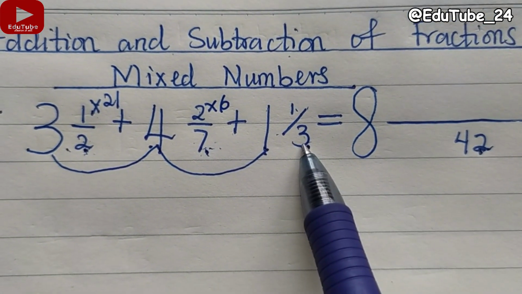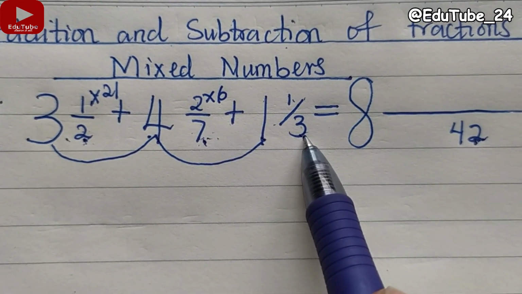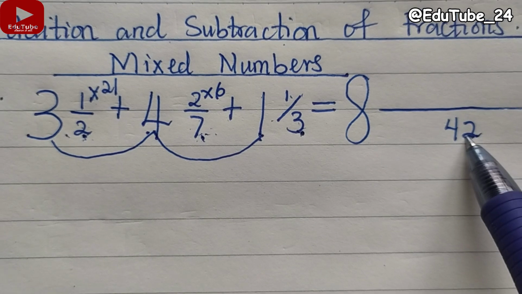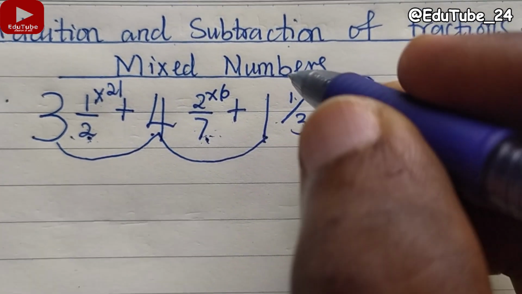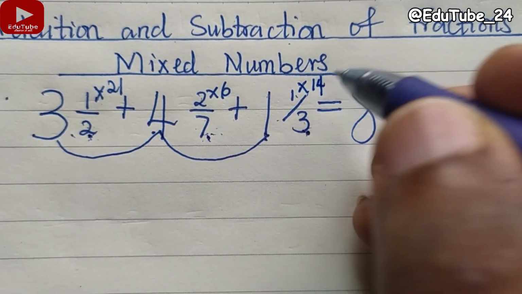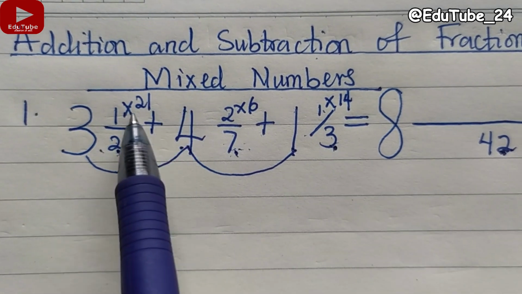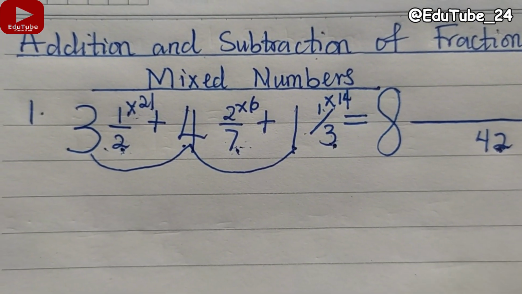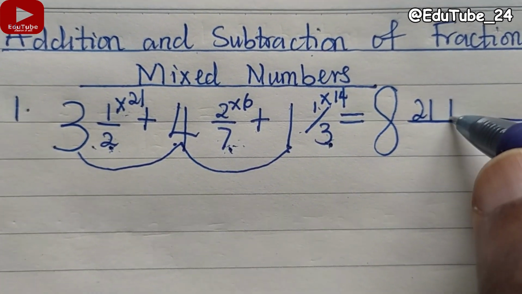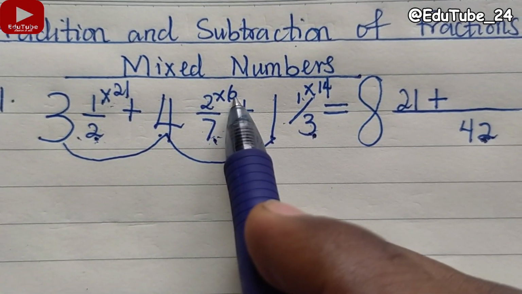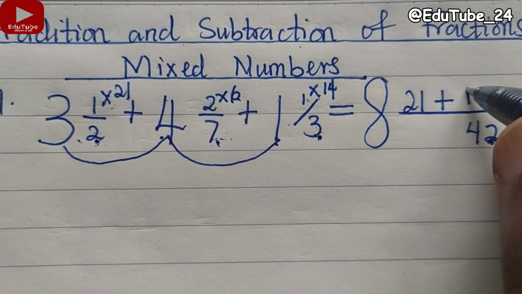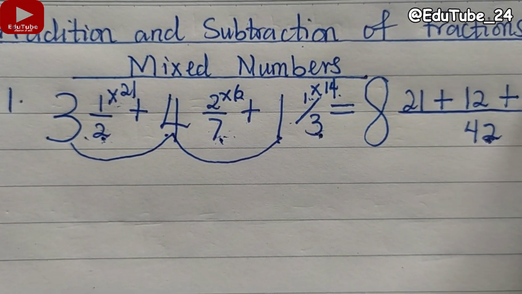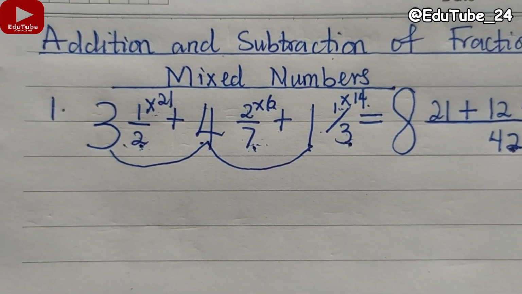Then the next number is 1 over 3. How many 3 goes in 42, and that will give me 14. So basically, I will say 1 times 14. Now let's operate on the laid out numbers. 1 times 21 gives me 21. So I will have 21 plus 2 times 6, which gives me 12, then plus 1 times 14, which gives me 14.